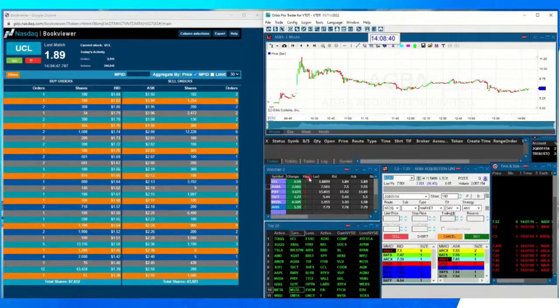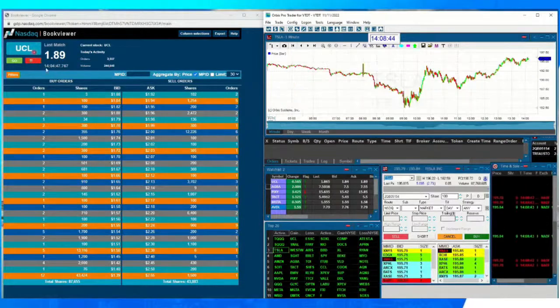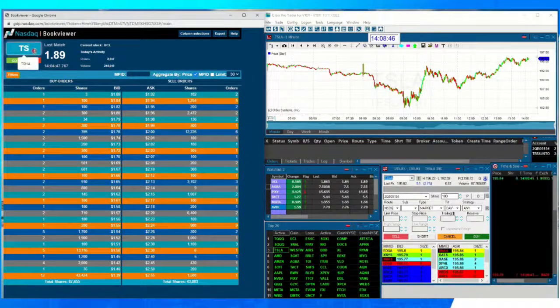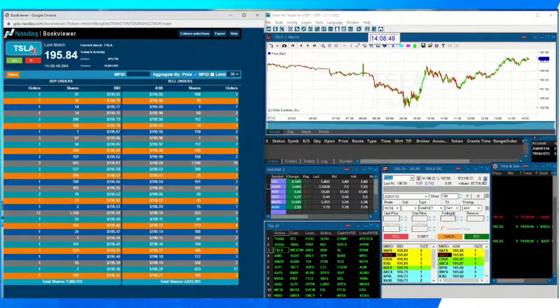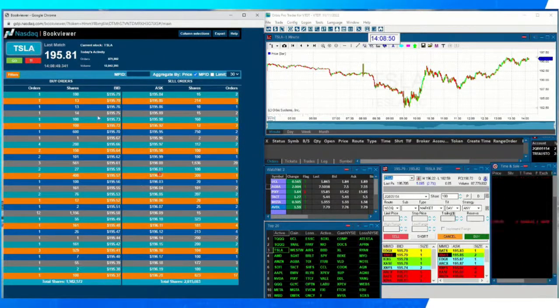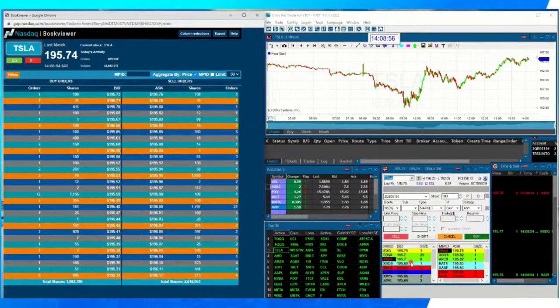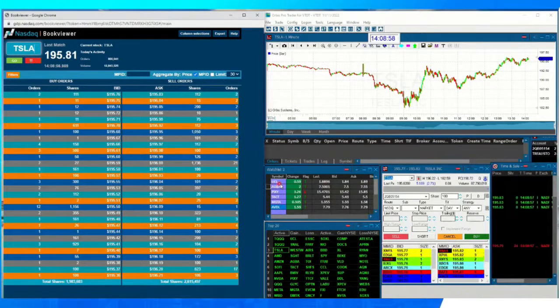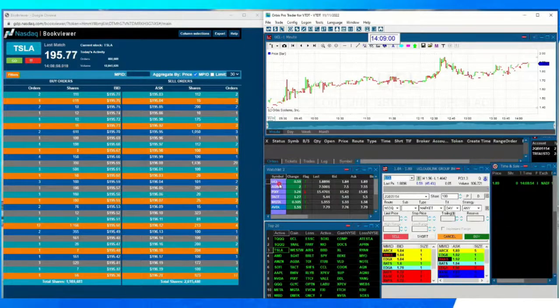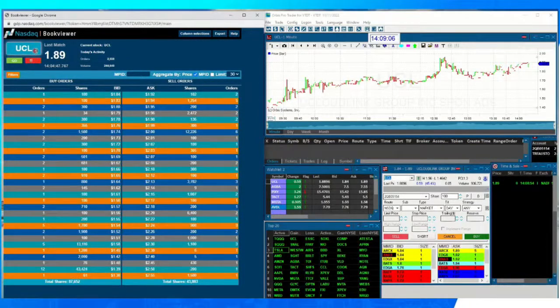Now, I want to show a slow moving stock, because I can go to a fast moving stock like Tesla. I'll just bring this up. You can see when you look at level 2 on the bottom right, it's blinking pretty quickly, so it would be very difficult to see those orders out there. So I want to show you on a slow moving stock so you can see what those orders look like. I want to go to the first stock right here, called UCL. It doesn't matter what it is. I want to show you what it's like to have a seat on the exchange.